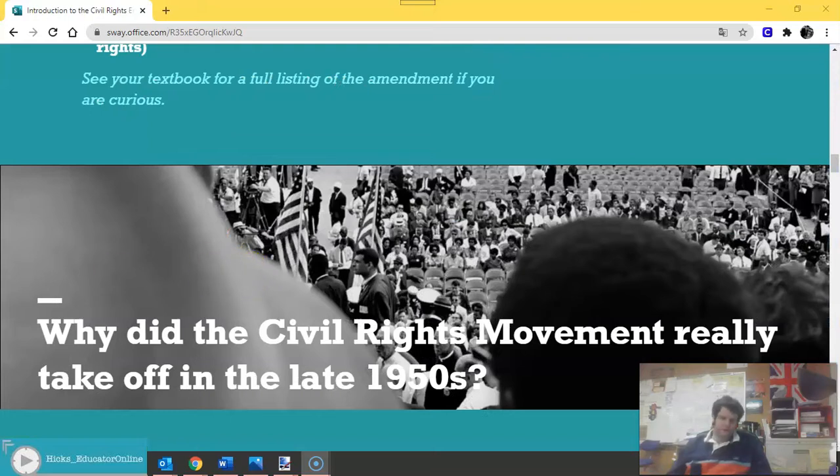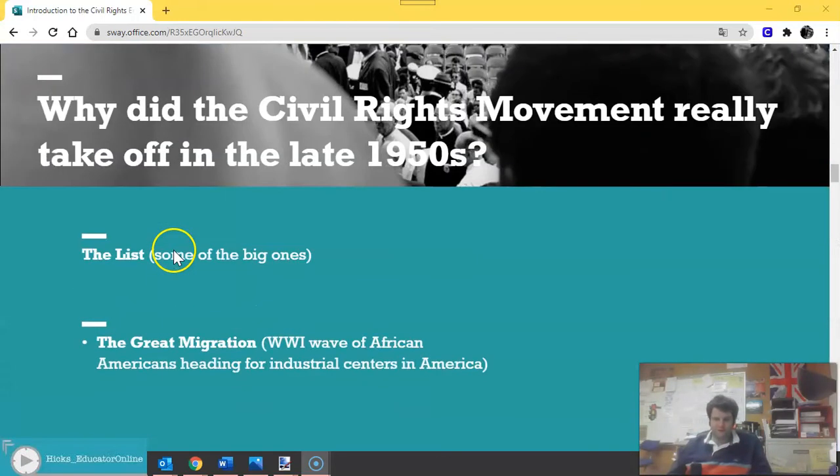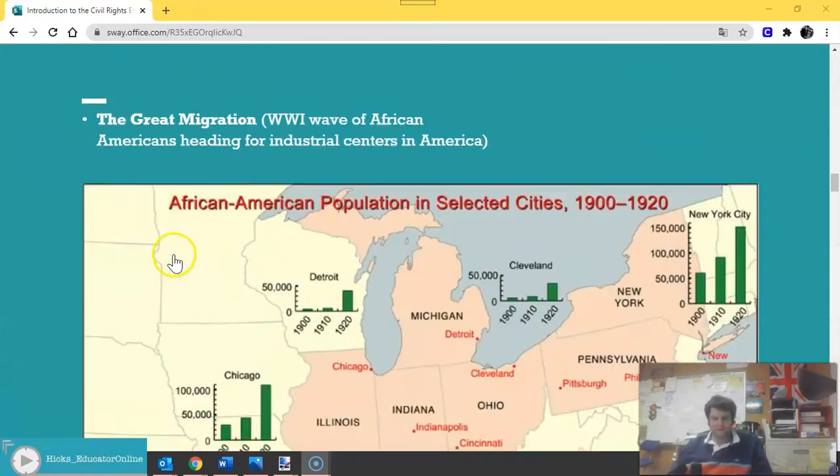So the first thing we're going to look at to kind of introduce things is why the late 1950s. Why did the Civil Rights Movement really take off? Because the Civil Rights Movement is a development. It took some time to really take off. And there were other civil rights movements, one right after the American Civil War, and one in the Progressive Era, but why did it really take off in this time period? Let's look at the factors, some of the big ones at least.